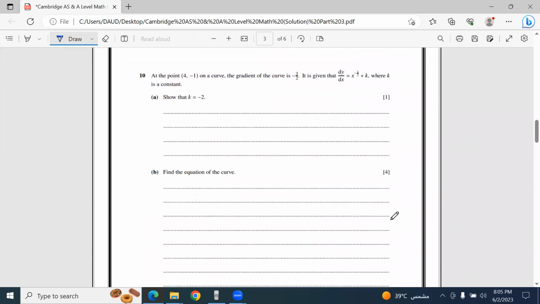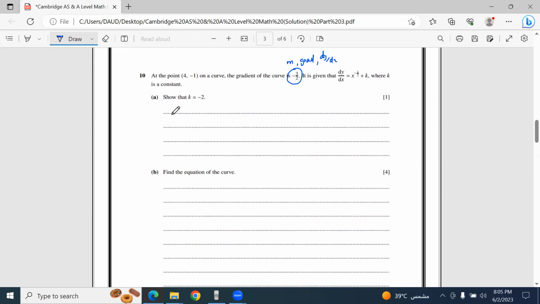Next, question number 10. At the point 4, minus 1 on the curve, the gradient of the curve is minus 3 over 2. This is gradient, or you can say dy over dx. So dy over dx is equal to x power minus 1 by 2 plus k, where k is a constant. So we have to show this one.